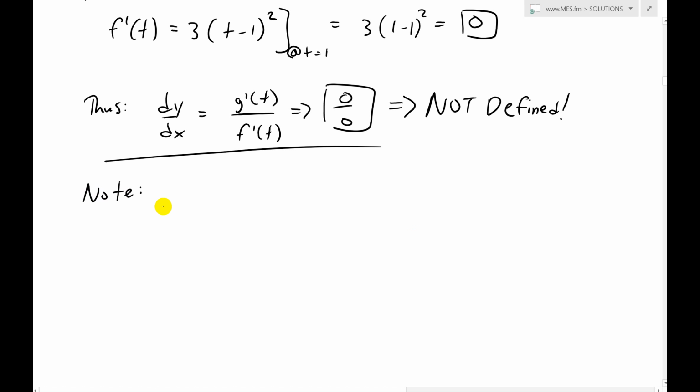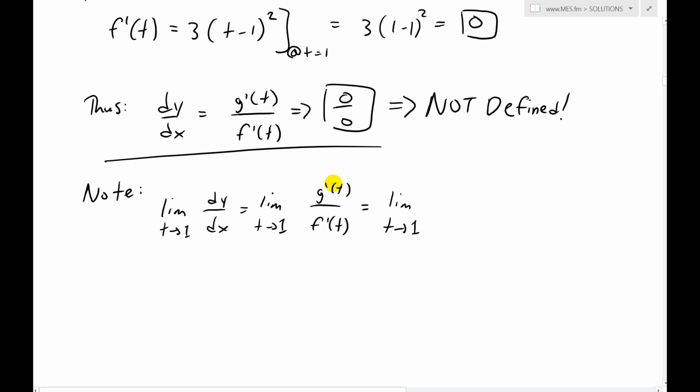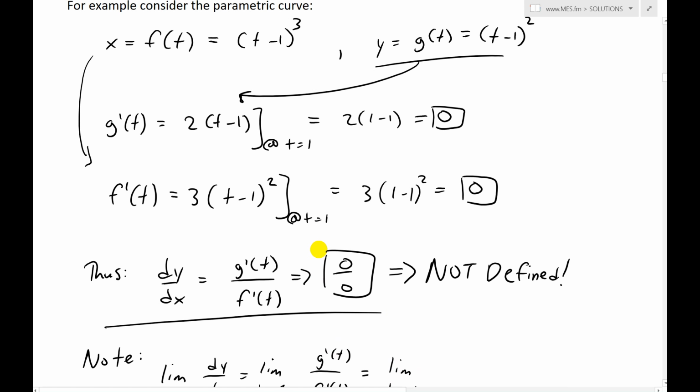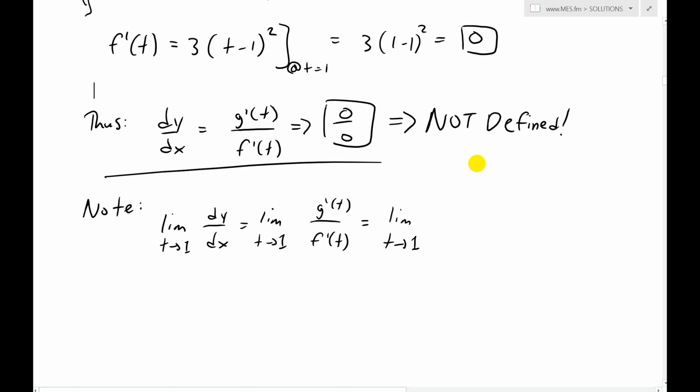So let's see what the derivative is when we approach it by taking a limit, instead of actually equaling 1. So limit as t approaches 1 of dy over dx. This just equals the limit as t approaches 1 of g prime of t over f prime of t. Now, just keep plugging everything in, so g prime of t, scroll up, that is right over here, 2t minus 1. So we have 2t minus 1 divided by f prime of t, which equals 3(t minus 1) squared.